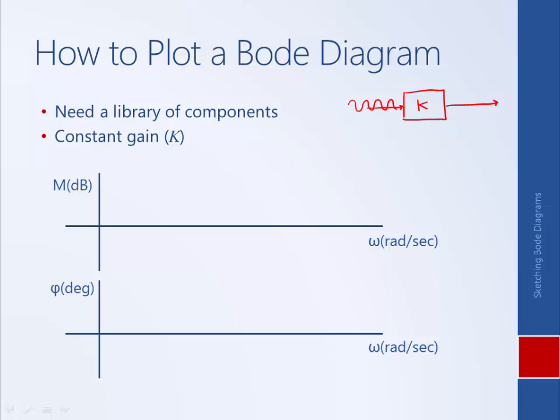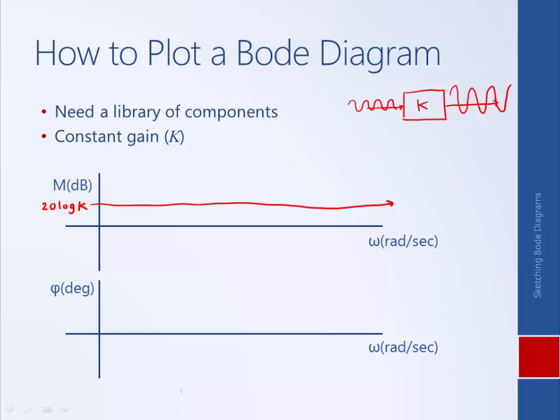So k is just a number, so it just takes the sinusoidal input and multiplies it by k. So if it were 10, then it would take the sinusoidal input and scale it by 10. So it would have the exact same shape, its amplitude would just be 10 times larger. And that's true no matter what frequency the input is. So the magnitude plot will be a straight line equal to 20 log k, which is the magnitude in decibels.